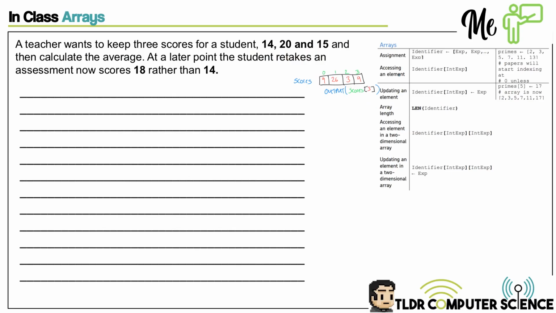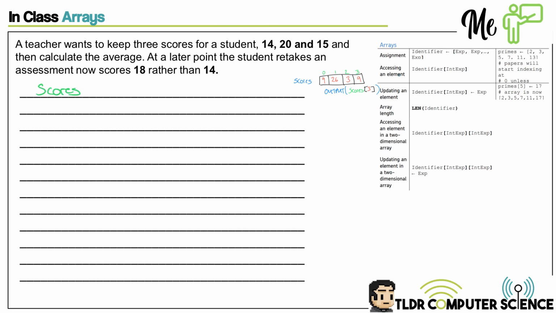So we need to store the scores 14, 20, and 15 and calculate an average. I've got an obsession about calculating averages. And at a later point, the student retakes the assessment. So first of all, let's store these things. We've been given the values, so we don't have to have the user input them. We can just store them. So they're scores. Let's call it scores.